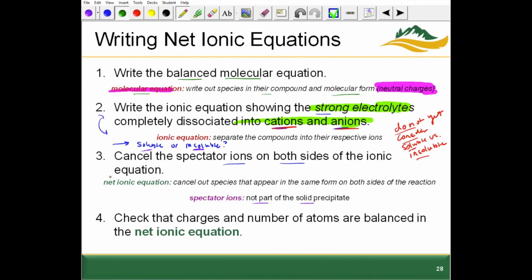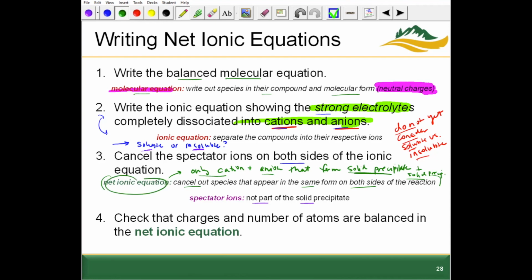What's left is going to be our net ionic equation, where we've canceled out species that appear in the same form on both sides of the reaction, and we're just left with the ions that form a solid precipitate. So it's only the cation and anion that form the solid precipitate plus the solid precipitate itself. These are what we're going to see in our overall net ionic equation.